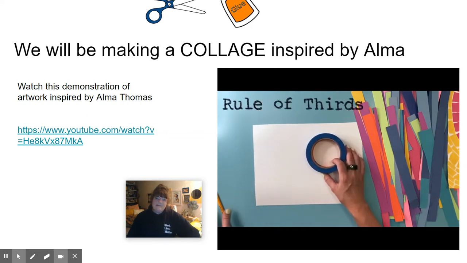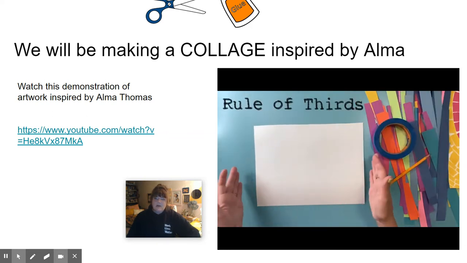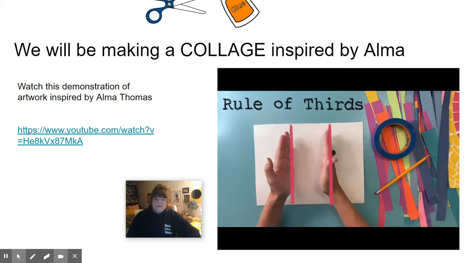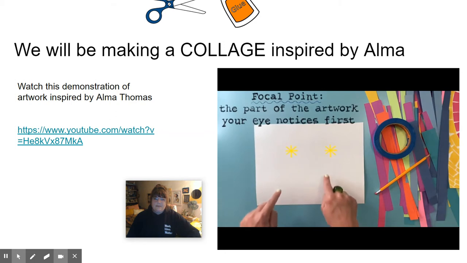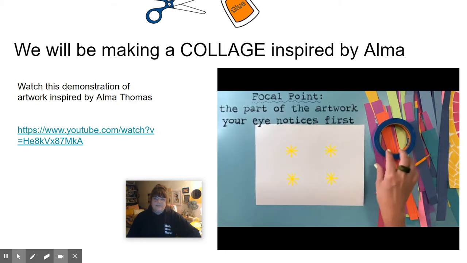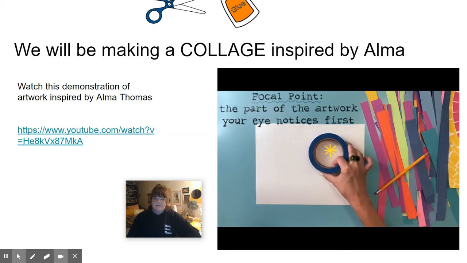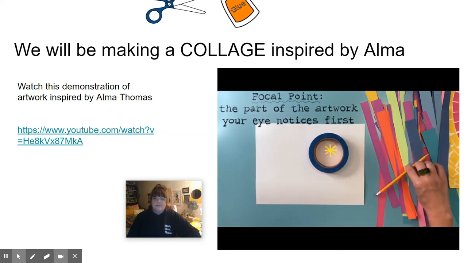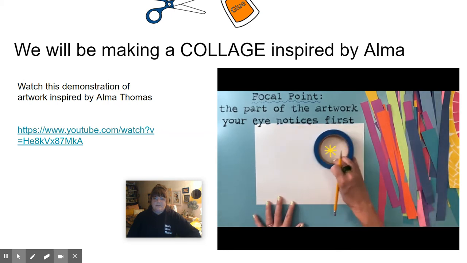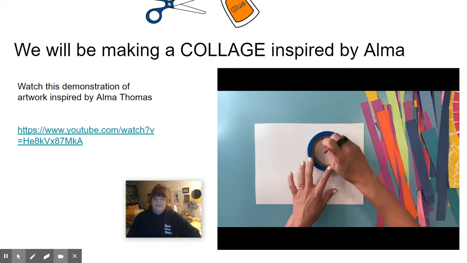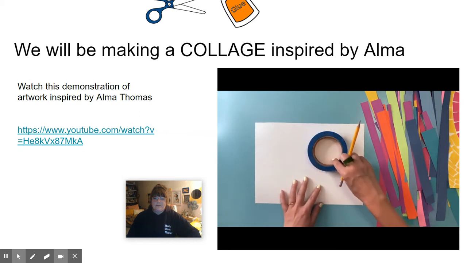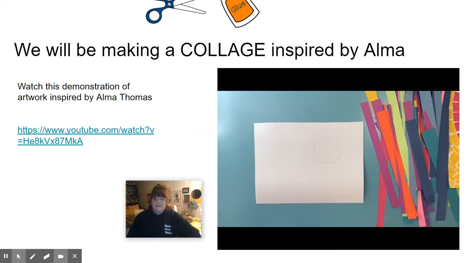And I'm using my rule of thirds. It's as if I took my piece of paper and put a big hashtag over my paper, and I found one of those 4 intersections, and that's where my focal point is going to be. So I'm going to put my circle right on one of those points, not in the center, but off to the side. And that's where I'm going to trace my circle with my pencil. And there, I'm all ready for my next step.